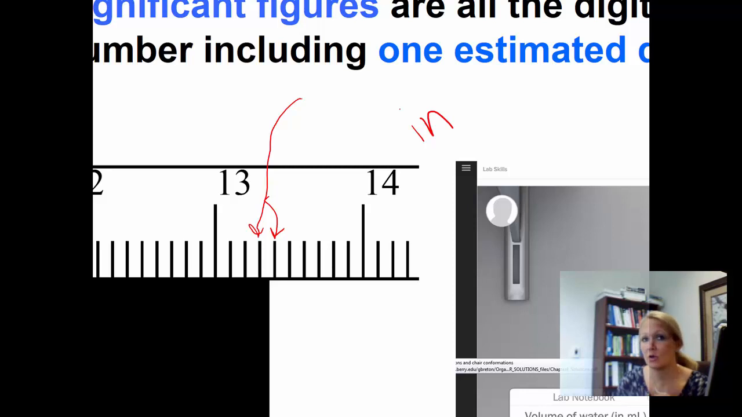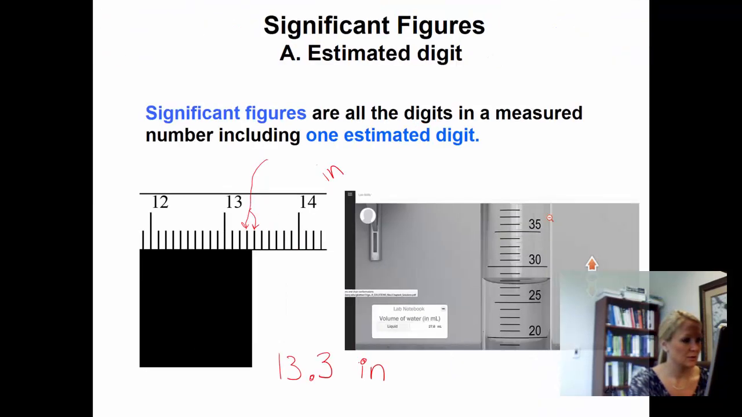So when you record and measure an object or a substance, you're going to look at the calibration and look at how it's broken up, and then you always estimate one digit. So you're looking at where it falls in between two calibration points. So I'm going to call this 13.35, and like I said, you could see it a little bit differently.